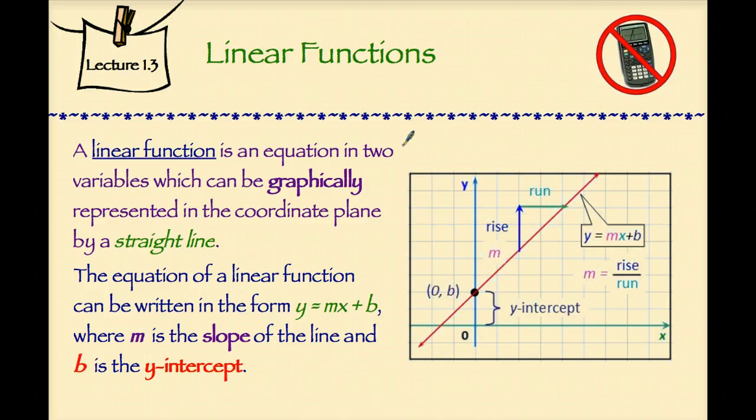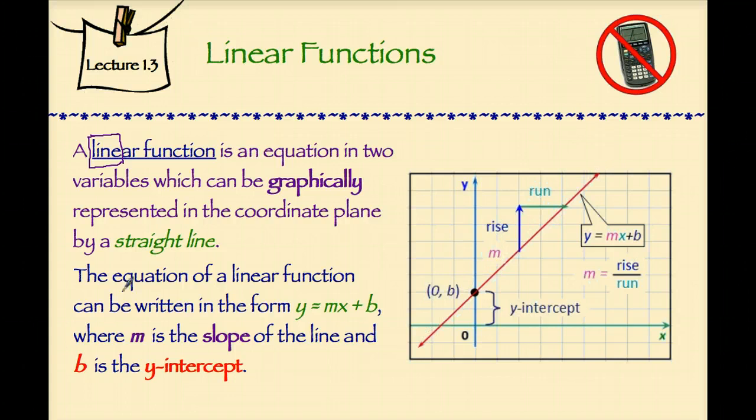A linear function is an equation in two variables which can be graphically represented in the coordinate plane by a straight line. We should not find this surprising. After all, the word line is contained within the word linear, so we're not surprised to see that the graph of a linear function is a straight line.